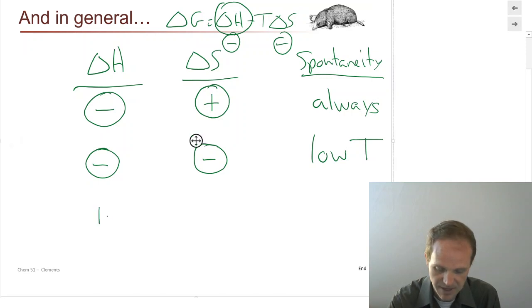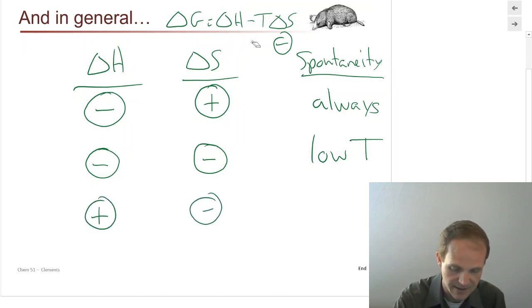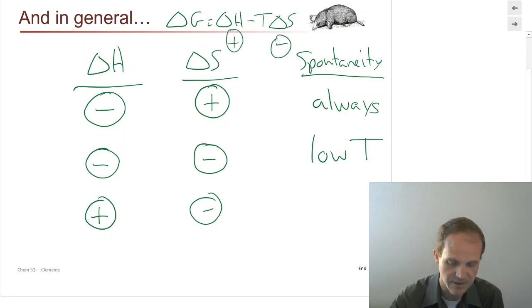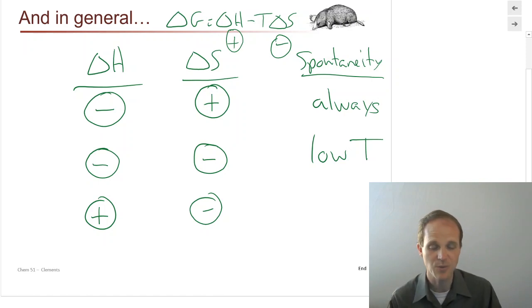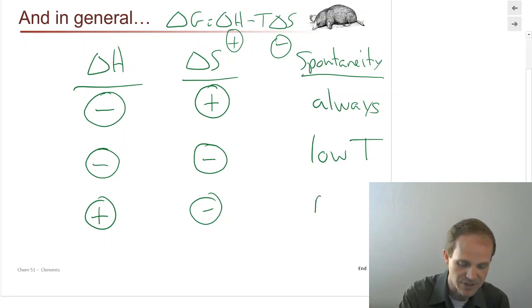Delta H is positive, and delta S is negative. Let's look at that one. So here we've got a negative here, we've got a positive here. Turns out no matter what I do, no matter what temperature, low temperature, high temperature, since I've got that negative T delta S, that's always going to be adding to it, right? And so a positive number plus a positive number is always going to be a positive number, and this reaction is never going to be spontaneous.